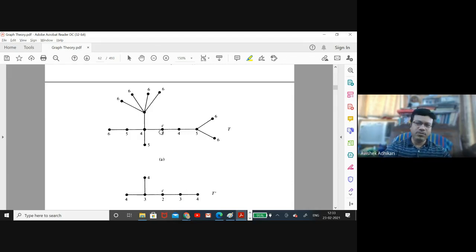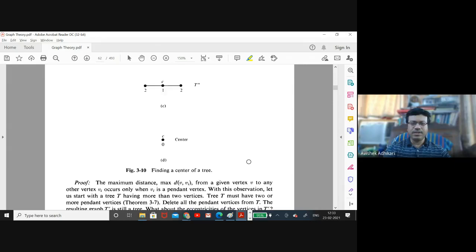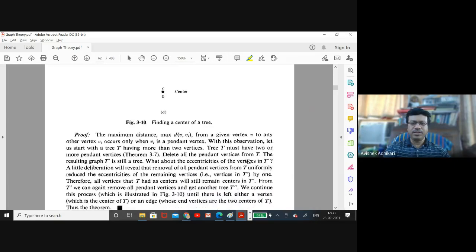So C could be a center that you can understand. It's almost the middle of this. Here also, C. Okay, so there is a nice explanation of this.